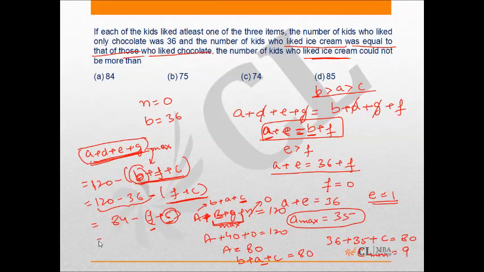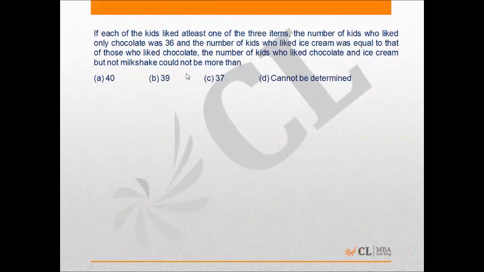So put this value of F and C here, I will get the maximum of A plus D plus E plus G as 75. Option B is correct. Move to the next question.